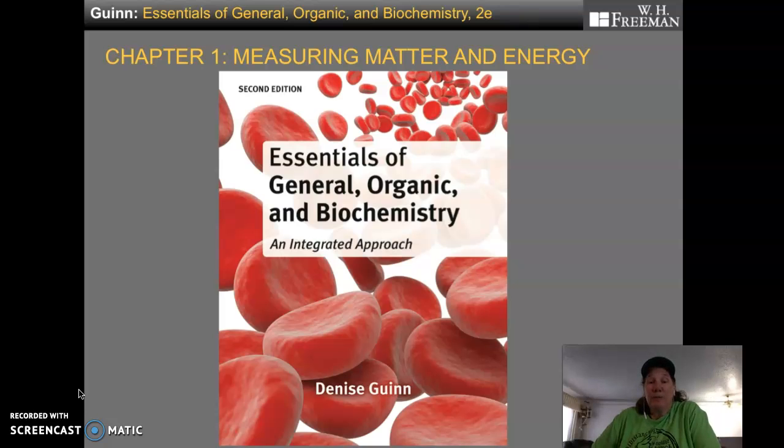The first 5 chapters of the book, which looks like this. If you haven't gotten it yet, make sure you go see Shirley. She'll hook you up. But anyway, the first 5 chapters are kind of a general review of chemistry, so that's how we're going to do our materials.